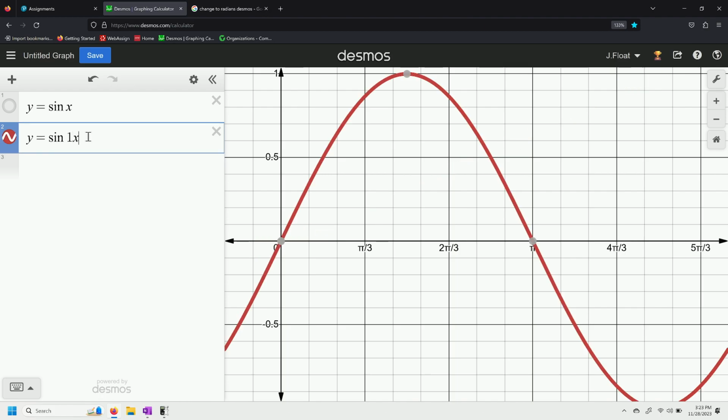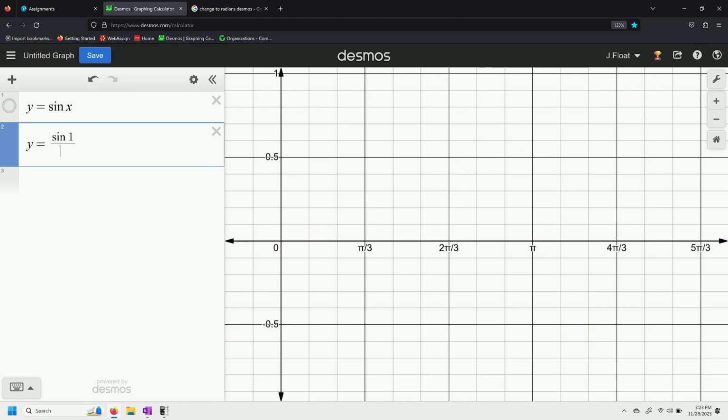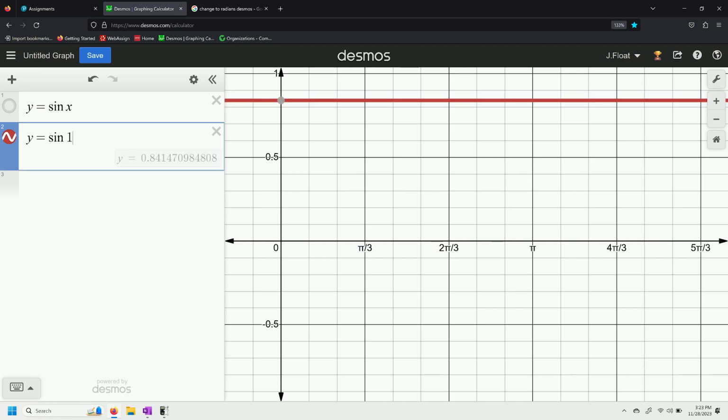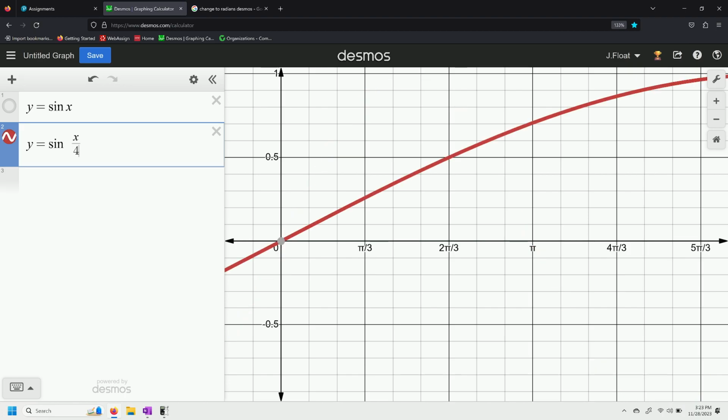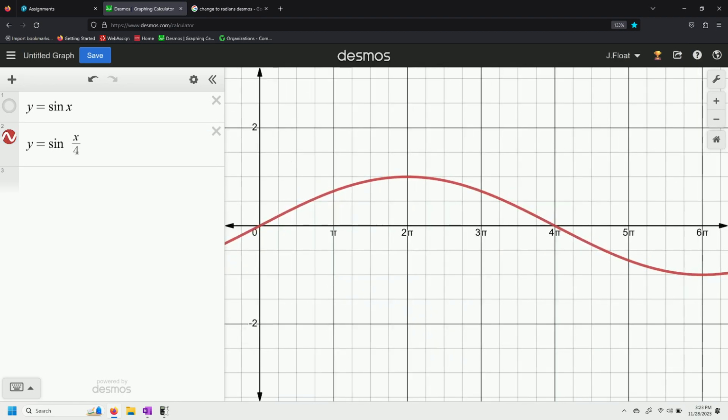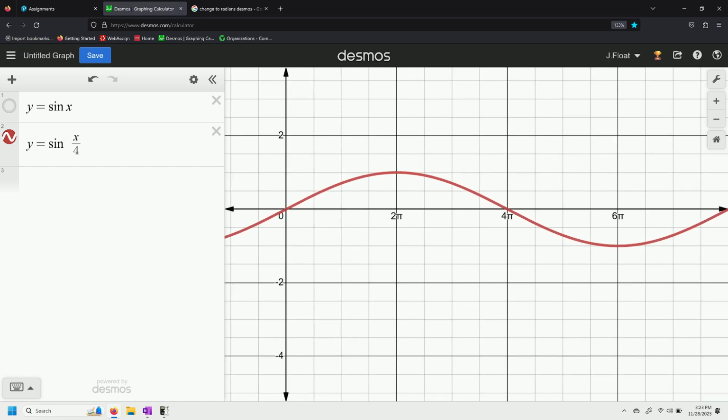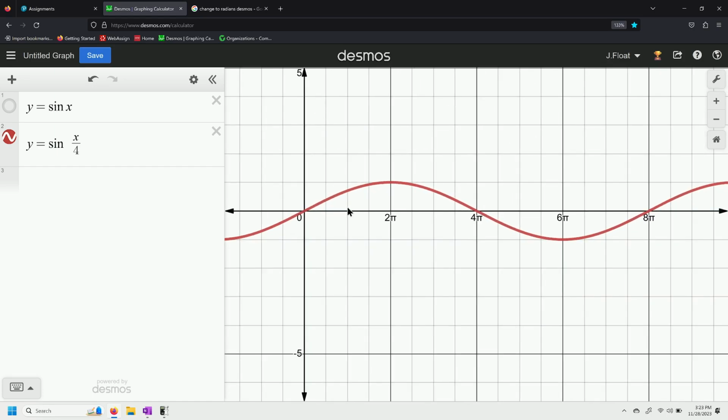Let me just type it over again. So how about the sine, this is not working with me, of x over 4. Notice how it stretched it now. So one period goes from 0 all the way to 8 pi.